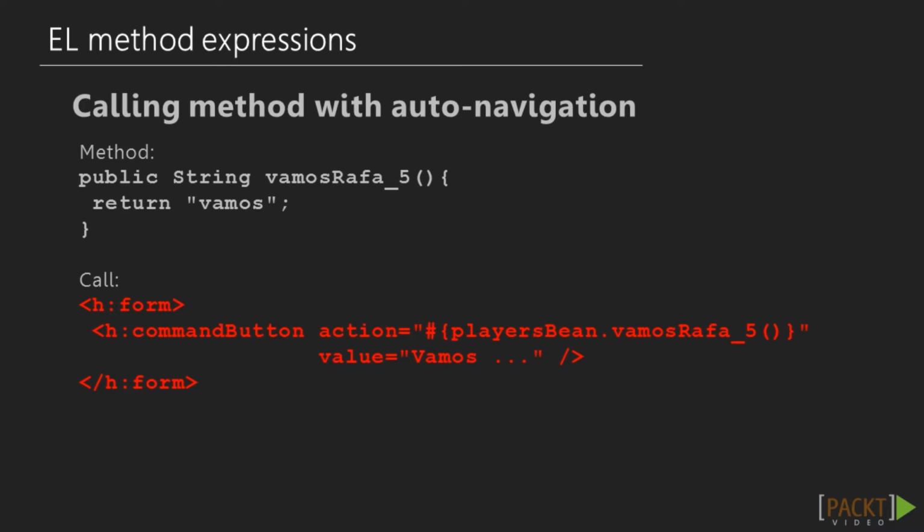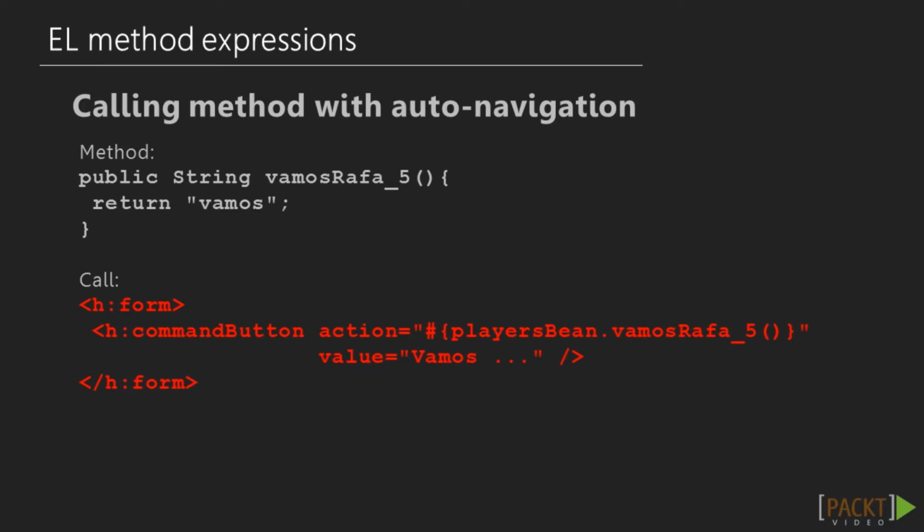Finally, let's invoke a method that returns an outcome. First, we need to define the method in the bean to return a view name. In this example, the returned string Vamos is the view name of the vamos.xhtml file. Next, extract the view name in the action attribute of any JavaServer Faces command component, such as a command button.